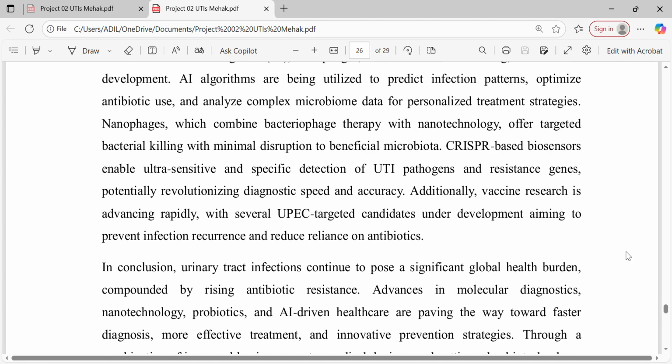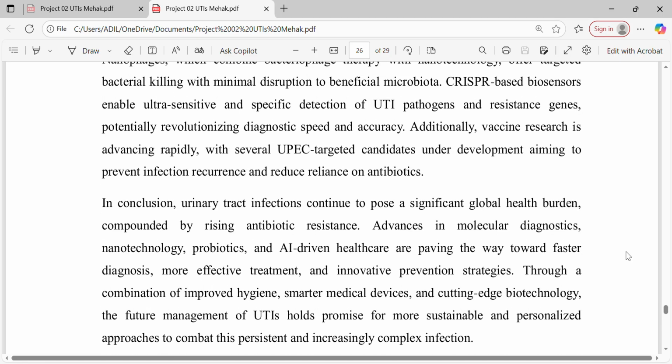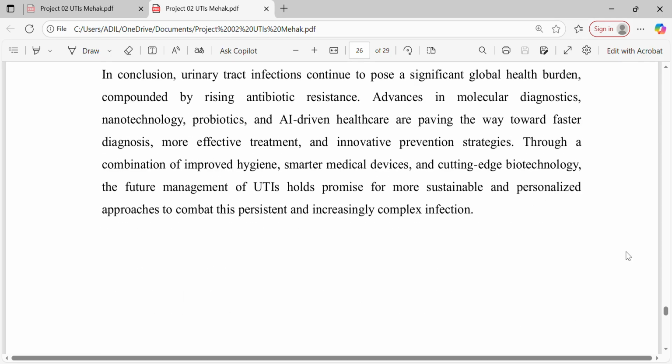reliance on antibiotics. In conclusion, urinary tract infections continue to pose a significant global health burden, compounded by rising antibiotic resistance. Advances in molecular diagnosis, nanotechnology, probiotics, and AI-driven healthcare are paving the way towards faster diagnosis, more effective treatment, and innovative prevention strategies. Through a combination of improved hygiene, smarter medical devices, and cutting-edge biotechnology, the future management of UTIs holds promise for bold, sustainable, and personalized approaches to combat this persistent and increasingly complex infection.